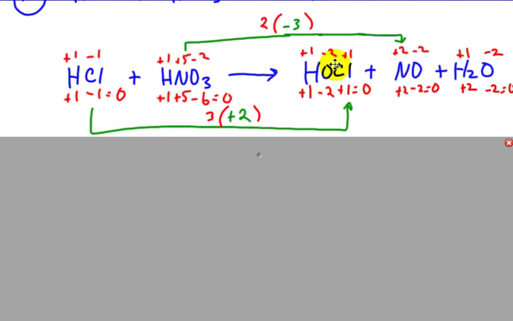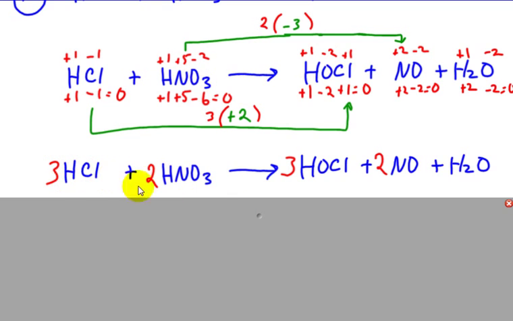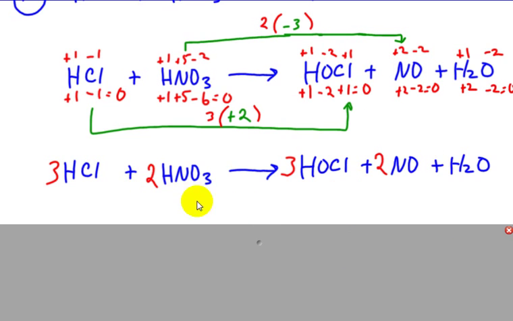So we need to have 3 chlorides, 2 nitrogens. So to do that, 3 chlorides, 2 nitrogens, and I think it is balanced. 3 Cl's, 3 Cl's. 3 plus 2 is 5 H's, 3 plus 2 is 5 H's, 6 O's, 3, 4, 5, 6. So there we go.